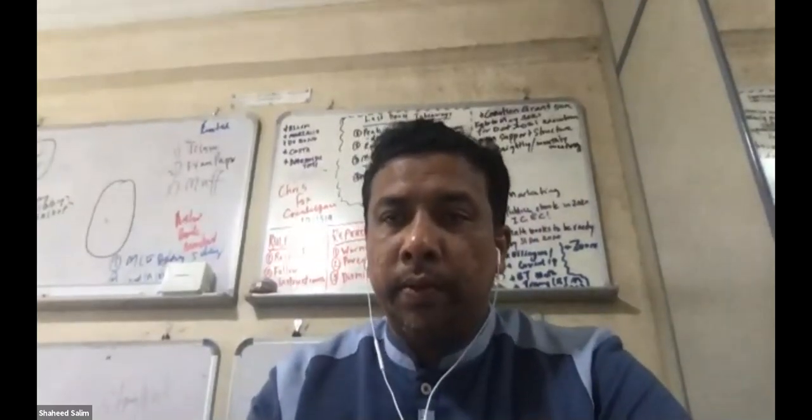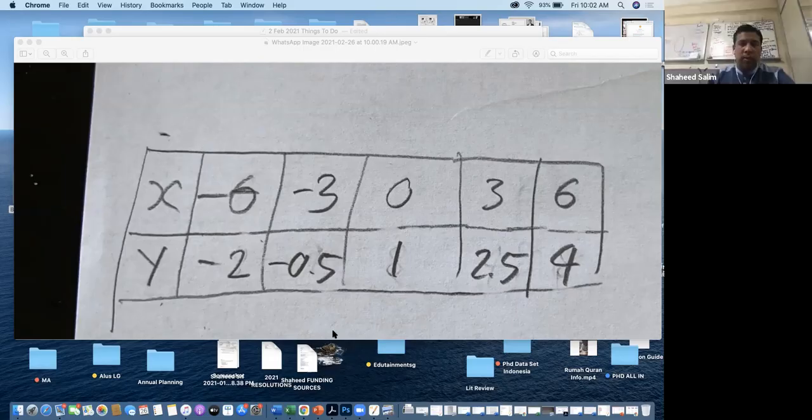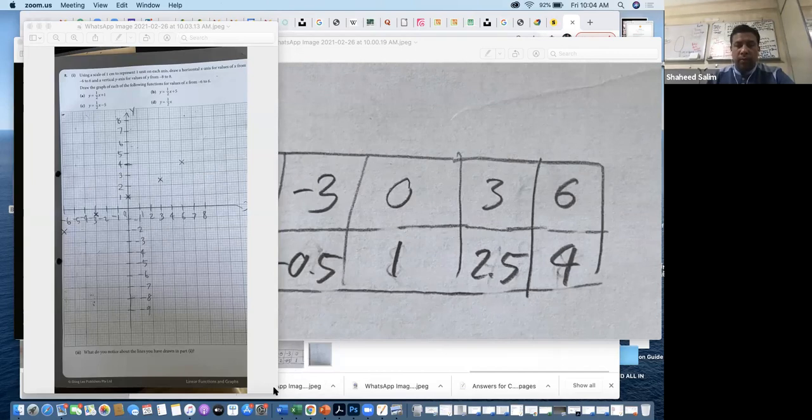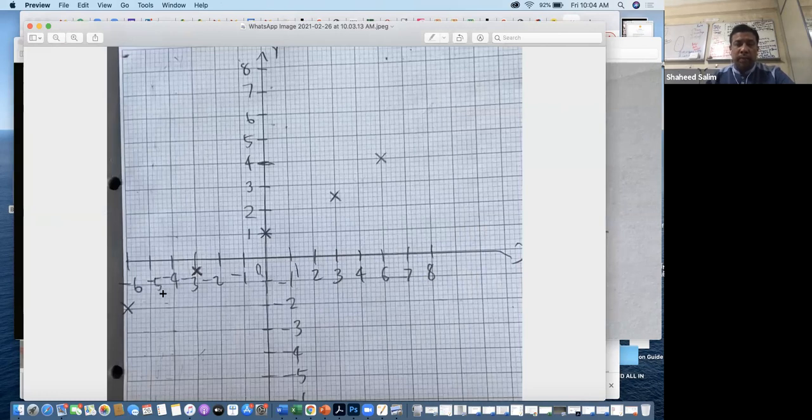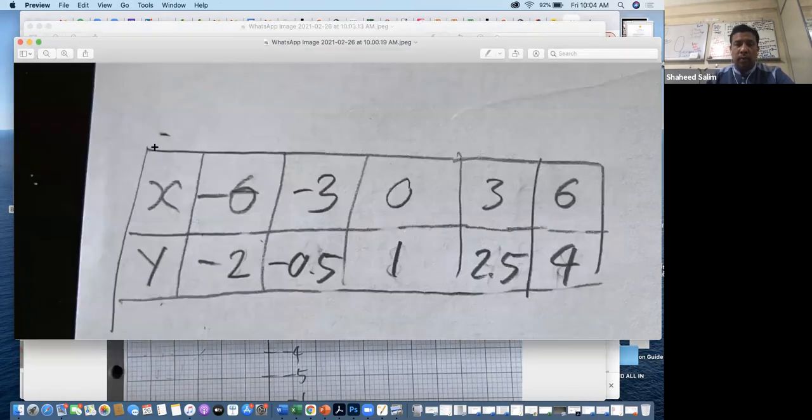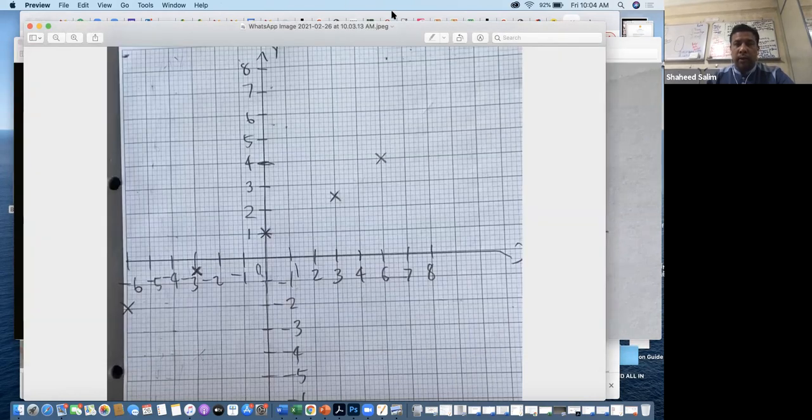Okay. Okay, hold on. Okay, let's see this. So when x is -6, y is 2. Okay, this one is correct. I'll just mark it one by one. X is -6, y is 2. So this one is correct.